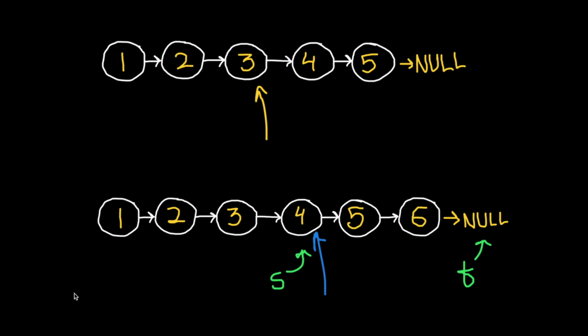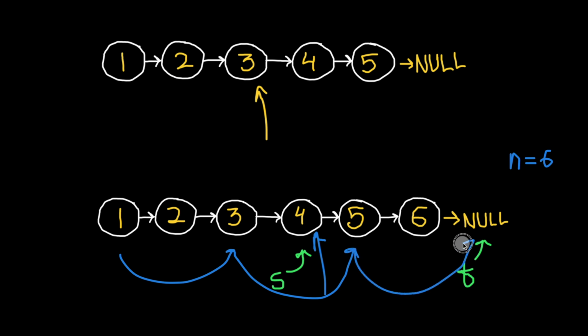Now let's try to understand the time complexity. So if you see here, the fast pointer moves in such a way that it jumps two nodes at each iteration. So when the total number of nodes is 6, it just needs n by 2 iterations to reach the end. So here you can see it is 1, 2 and 3.